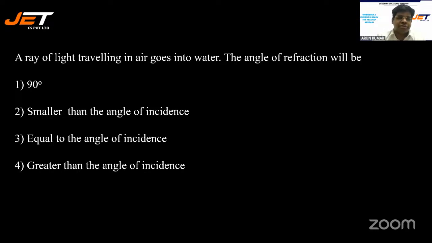All right. So here the answer should be smaller than the angle of incidence, because it bends towards the normal. From rarer to denser, it bends towards the normal. So smaller than the angle of incidence.